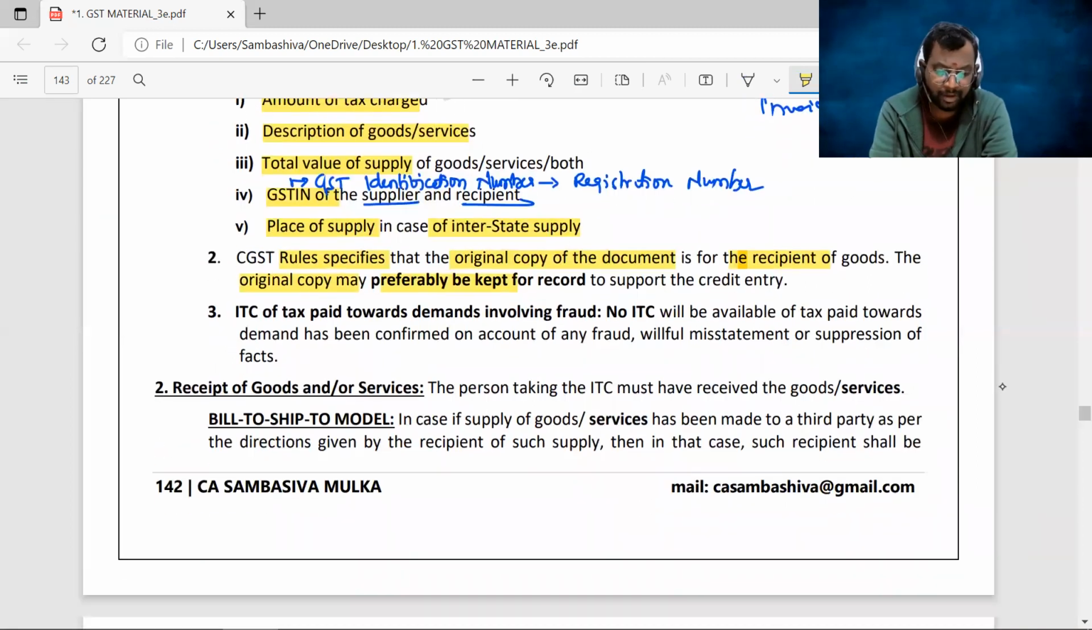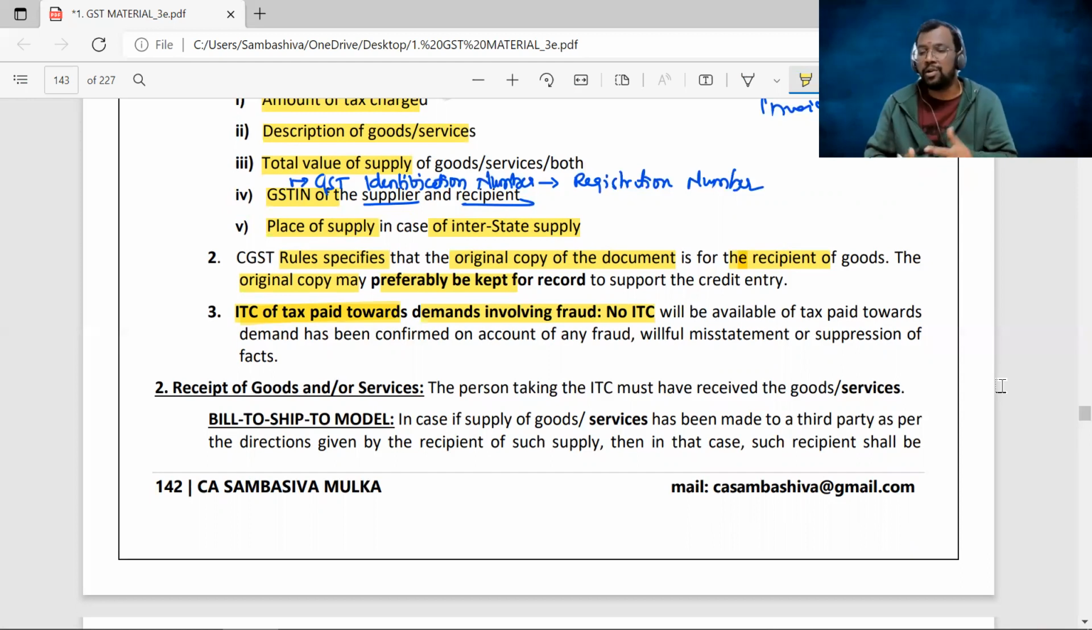Next, input tax credit of tax paid towards a demand involving fraud. No input tax credit will be available. See, you paid input taxes, sir, and you have documentary evidence, but you paid such input taxes through a demand notice issued by the department. The department found that you were making some clandestine removal of goods, or transporting some illegal goods, or selling goods without issuing any tax invoices. Some goods you purchased but did not show in your records. So the department raised a demand notice on you.